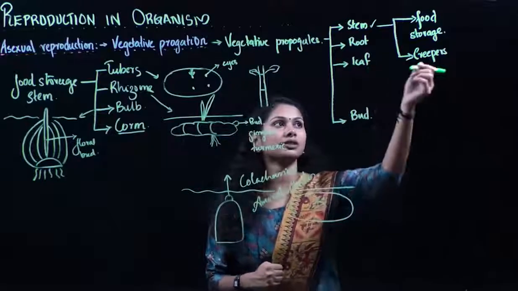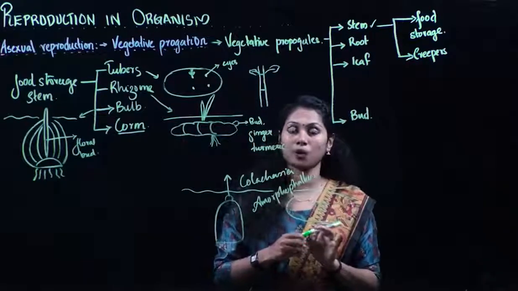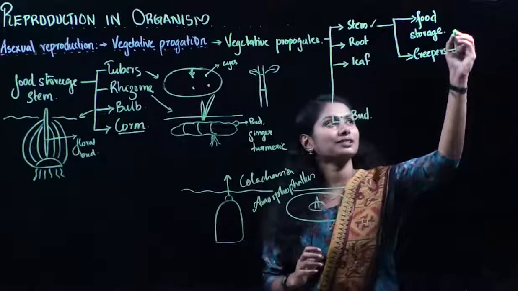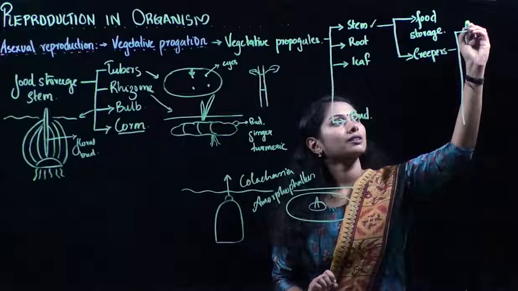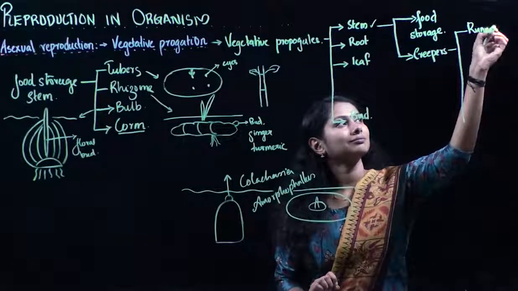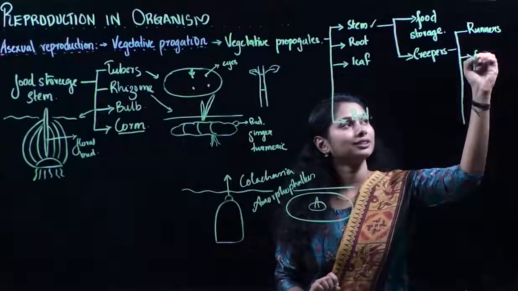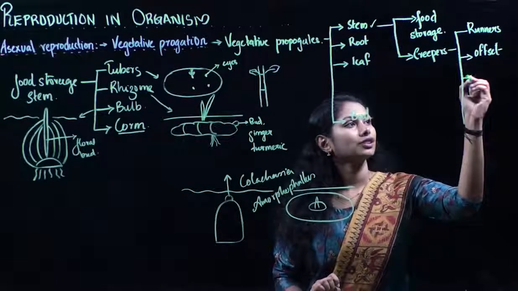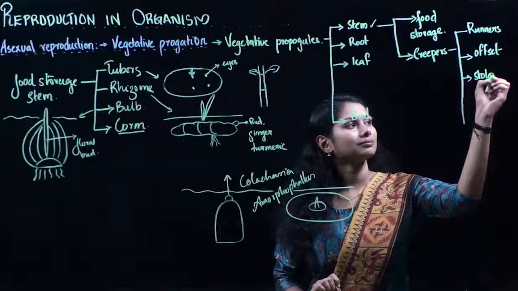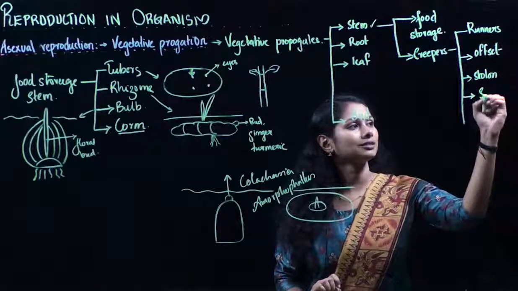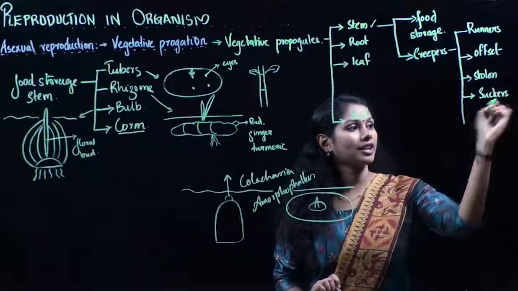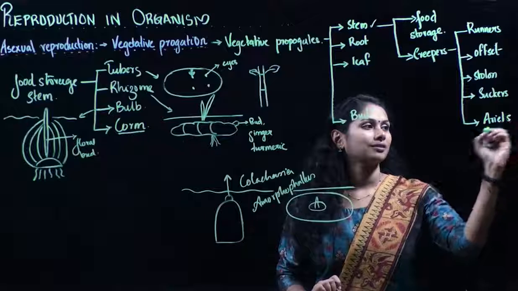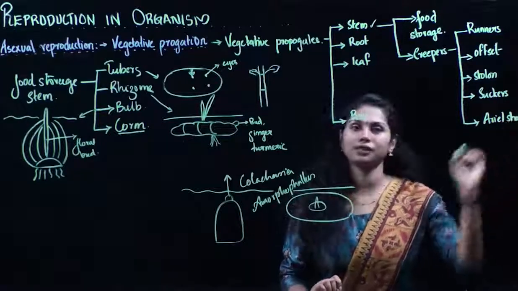Now let's look at the stem modifications that grow along the floor as creepers. They can be further classified into runners, offset, stolon, suckers, and aerial shoot. Now let's check all of these.